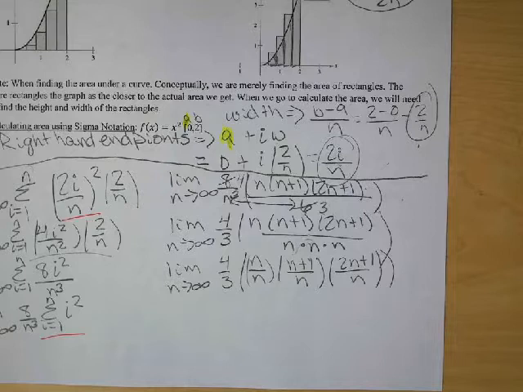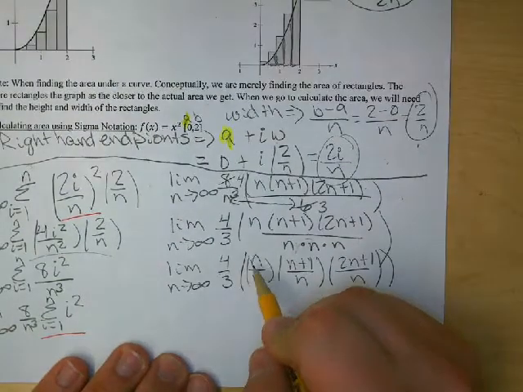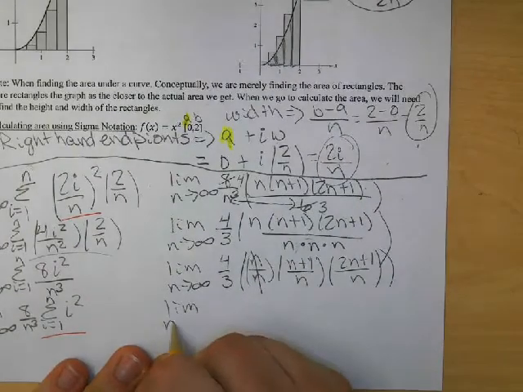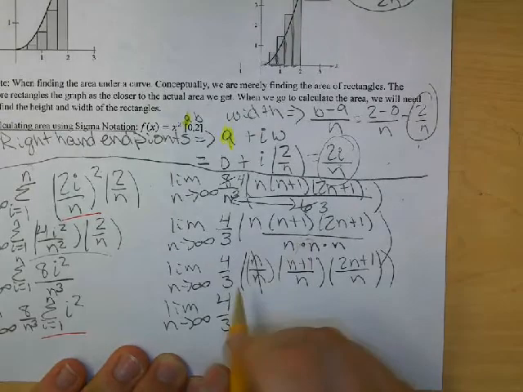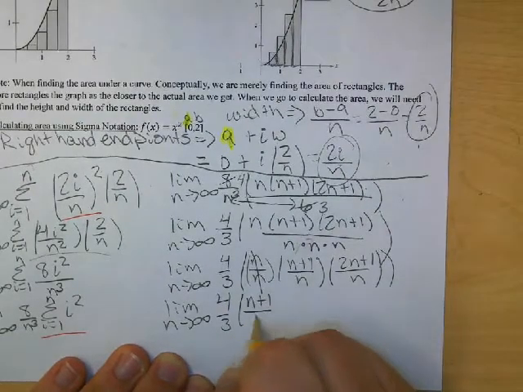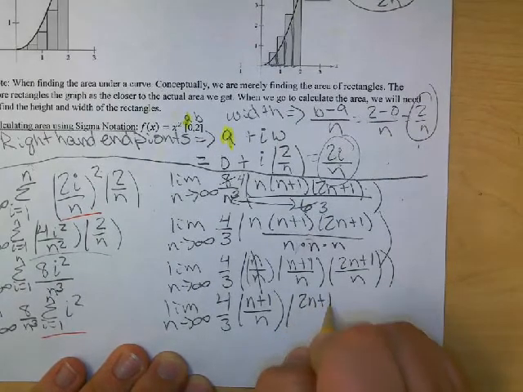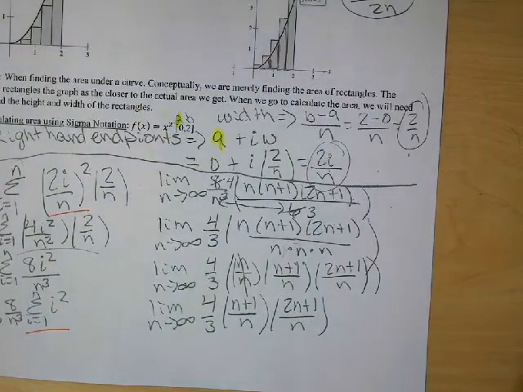So now I'm ready to take the limit, well, not quite yet. I want to cancel something out first. This n over n drops out. So I just have the limit as n approaches infinity of 4 thirds times (n plus 1) over n times (2n plus 1) over n. So now I'm ready to find a limit at infinity.